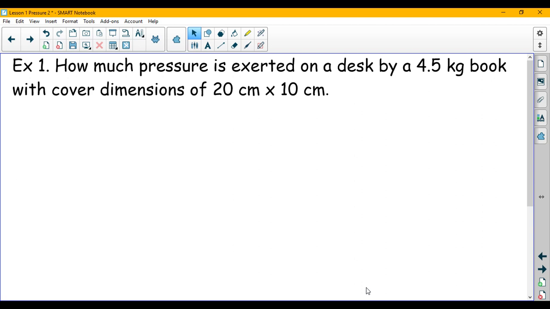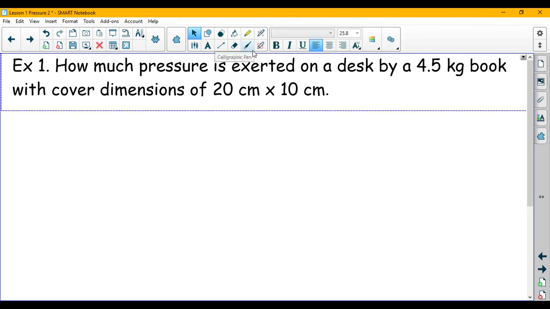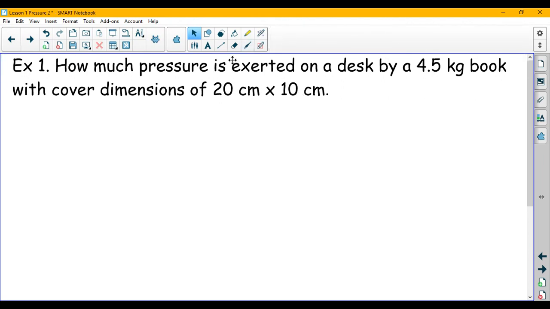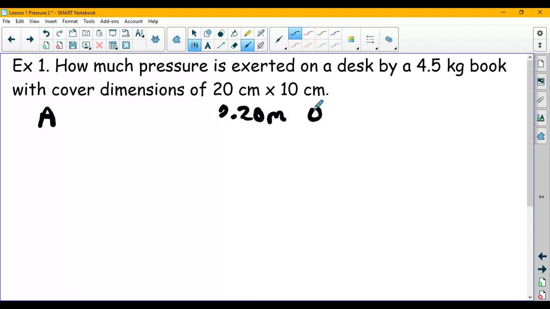So we're going to try to find the amount of pressure on this desk covered by this book. The first thing we need to do is think about what we need. And the first thing we need is the area. So I'm going to find the area, but I'm going to find the area first by changing these into meters. So I'm going to change this to 0.2 meters, and I'm going to change this to 0.1 meters, because remember there's 100 centimeters in a meter, or 2 decimal places is what we move it.